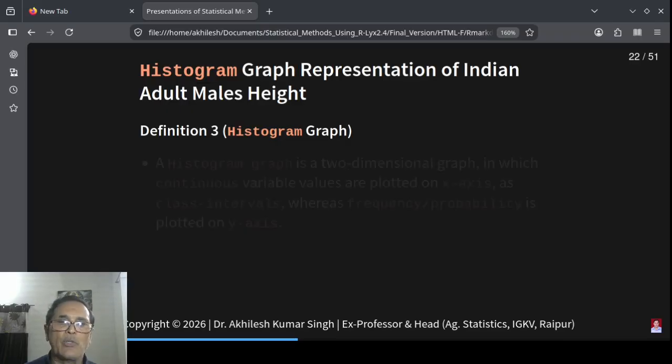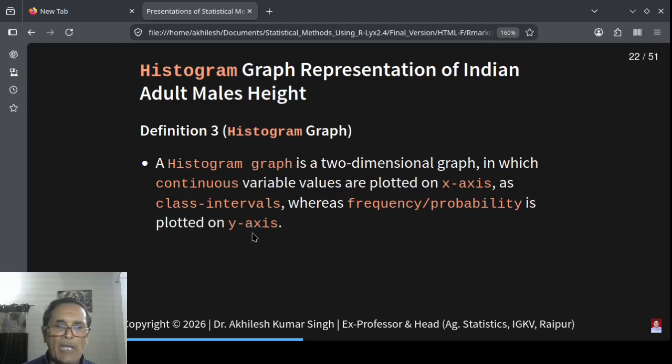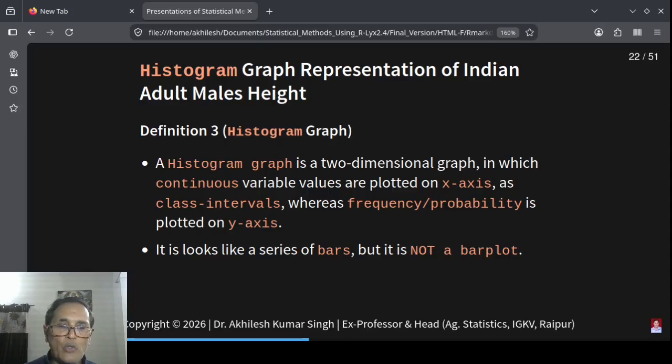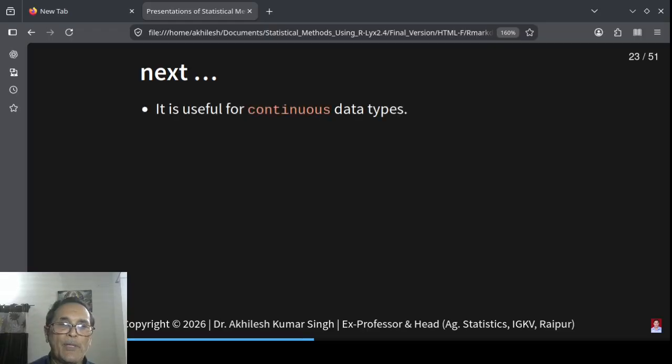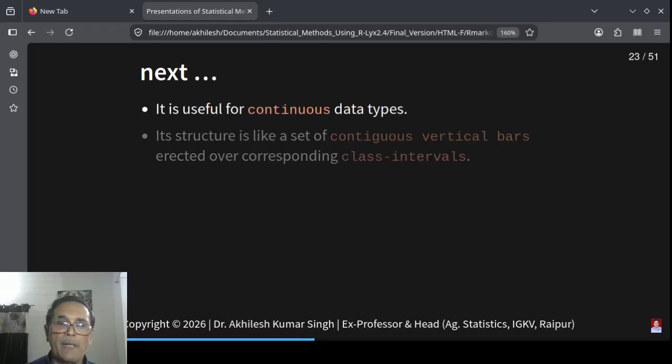Starting with the histogram, which is very famous. A histogram graph is a two-dimensional graph in which continuous variable values are plotted on the x-axis as class intervals. On the x-axis, class intervals are plotted, whereas frequency or probability is plotted on the y-axis. It looks like a series of bars but it is not a bar plot, remember. It is useful for continuous data types.